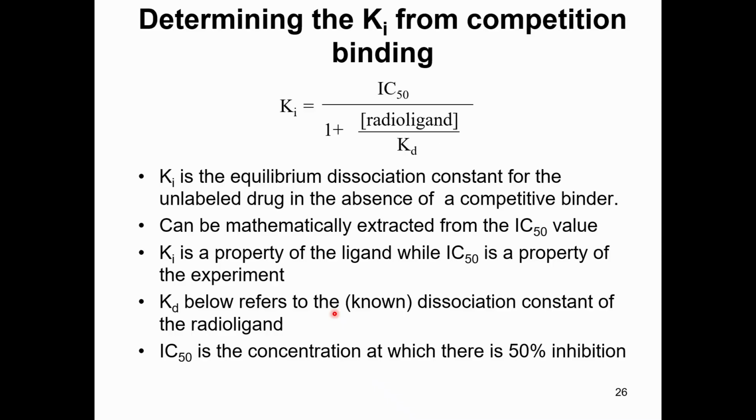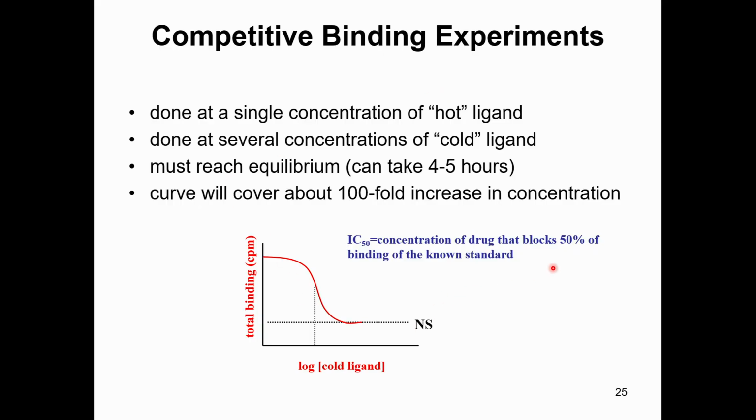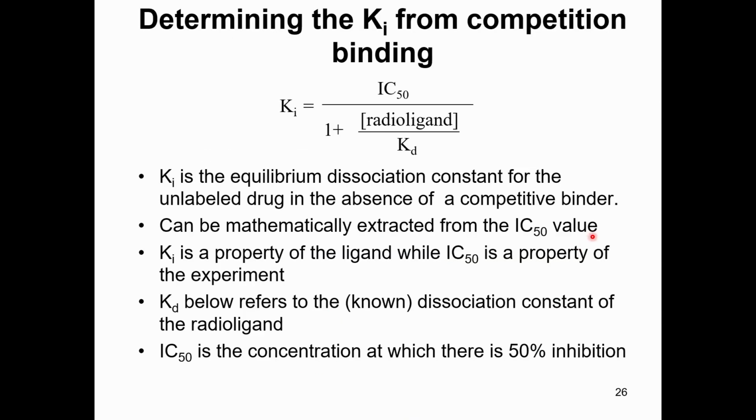And here is an equation that will not appear on the exam. It's the only one that I talked about that might not appear on the exam, but it gives you an idea. Here's that IC50, which we just talked about, the concentration of drug that blocks 50%. It's a concentration that gives you 50% competition here. And you can develop through this equation something called Ki, but basically, you don't really need to. I'm not going to give you a problem to try to figure this kind of stuff out. But Ki is the dissociation constant for the unlabeled drug in the absence of a competitive binder. Once you get that IC50 value, you can plug it into one of these equations and figure out what Ki is.